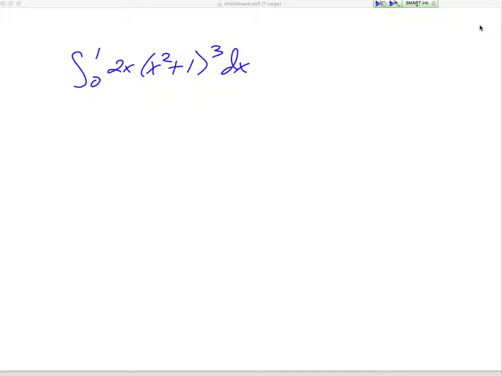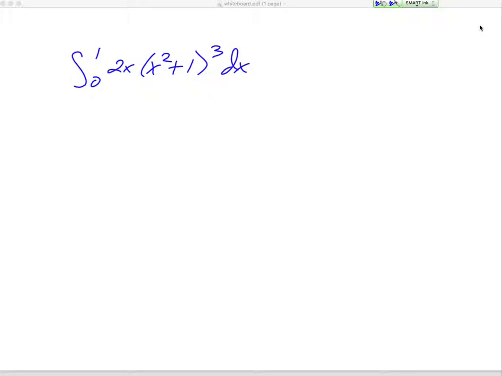So I have the integral from 0 to 1 of 2x times (x squared plus 1) to the third power dx. All right, so the first thing I want to do is identify that I'm dealing with a composite function, and then I want to identify what? Inside and out. The inside and outside function. Very good, Josh.